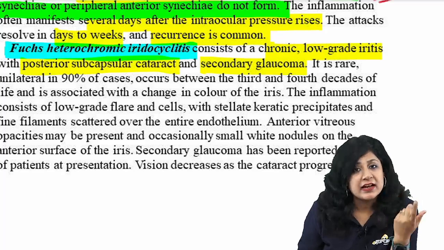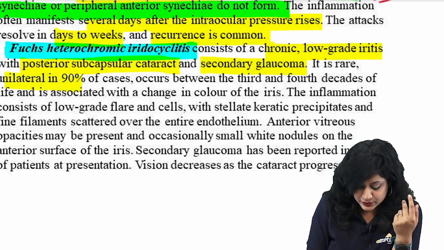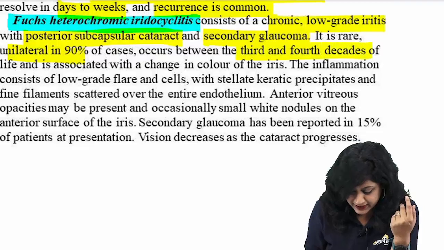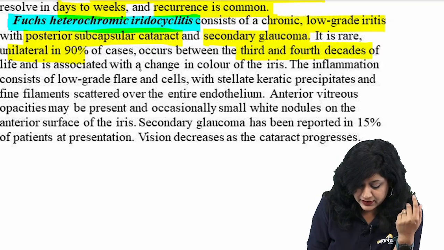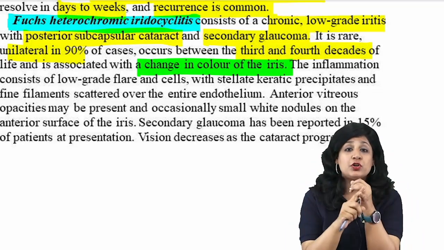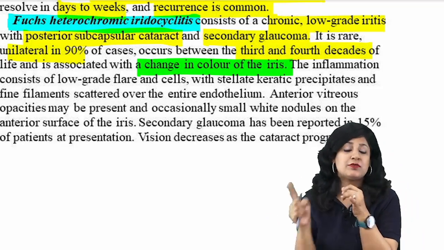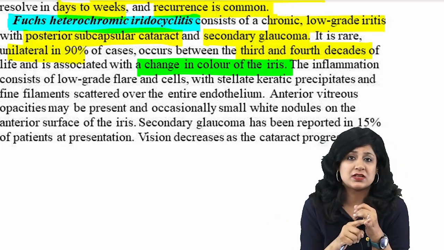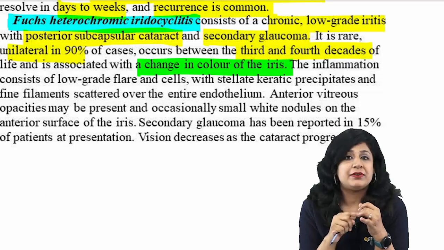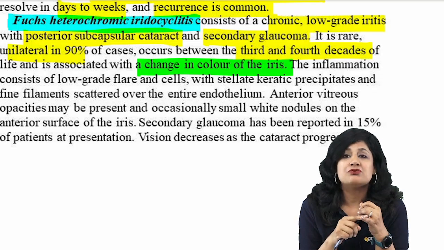And again, like Posner-Schlossman syndrome, this is also unilateral in 90% of the cases. It is found within the 3rd to 4th decades, and a very important thing is that it is associated with a change in the color of the iris. So we have Fuchs heterochromic iridocyclitis.